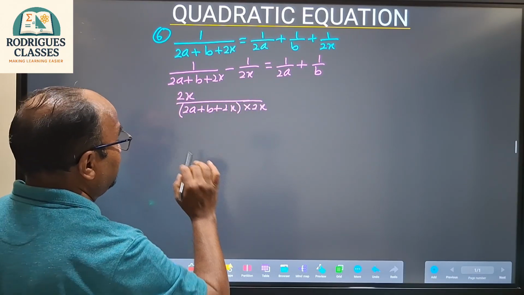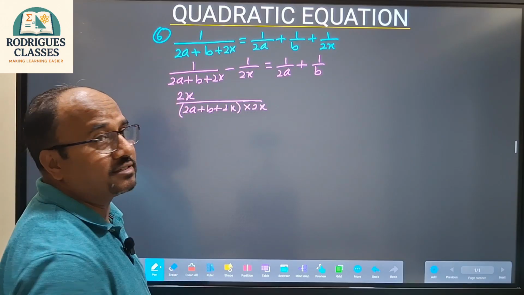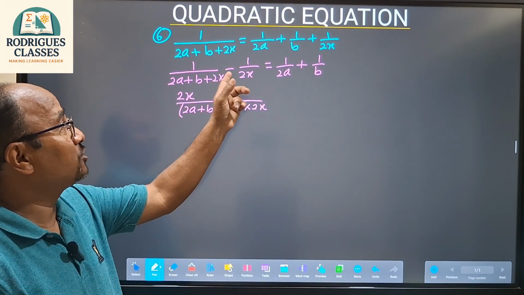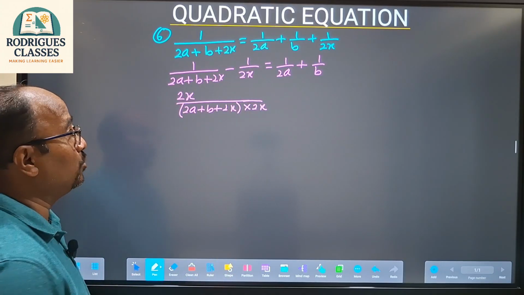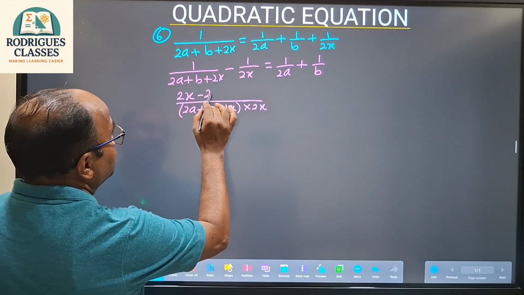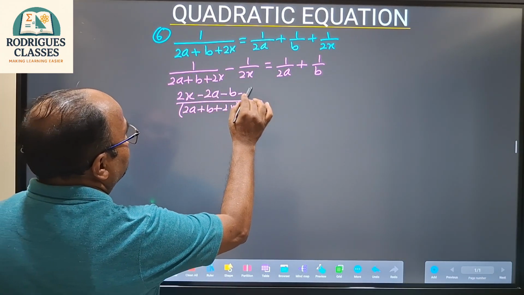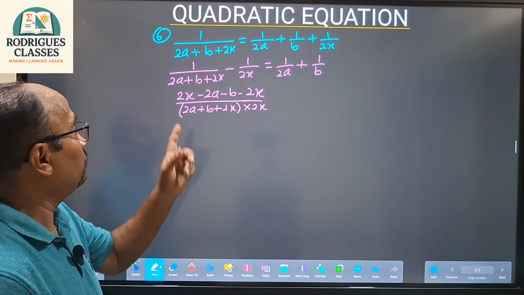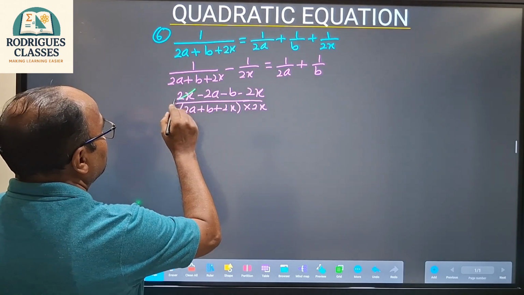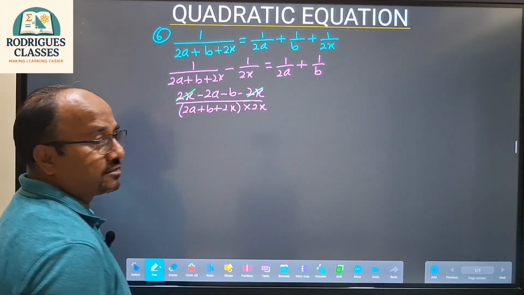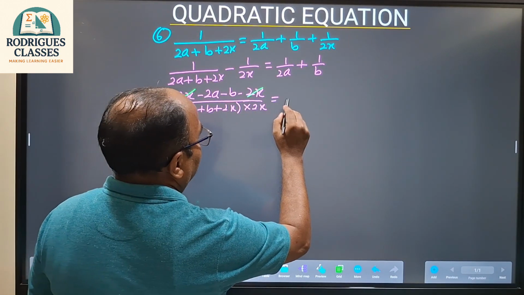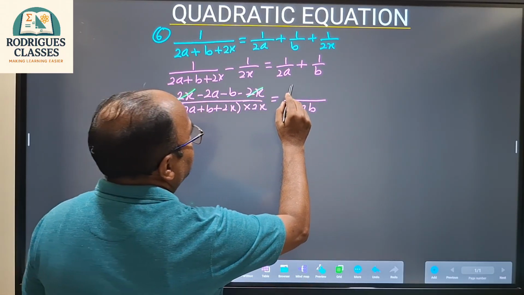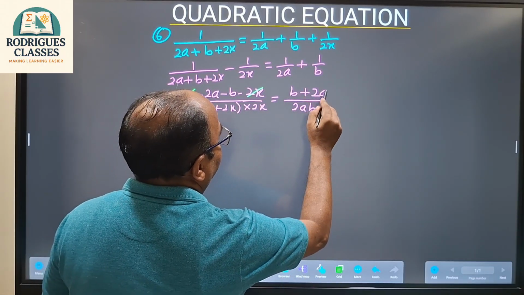So 2x written. Then when I divide the LCM with 2x, I will be left with 2a plus b plus 2x, which has to be multiplied with the minus 1. So we have to change the sign and write it, because multiplied with minus, so sign should get changed. What do you notice here now? 2x and 2x is cancelled. Equal to, here you get 2ab. So here you will get b plus 2a.